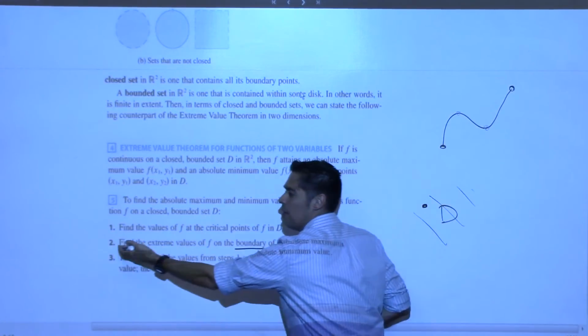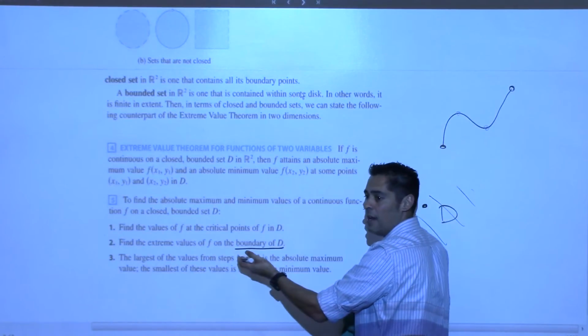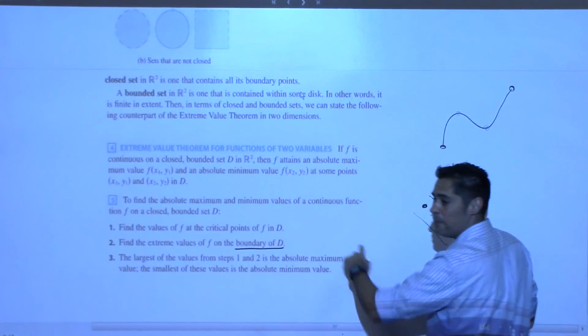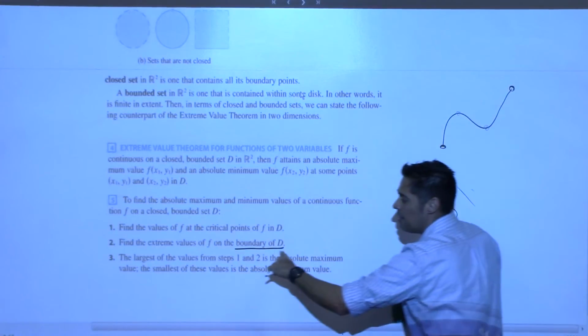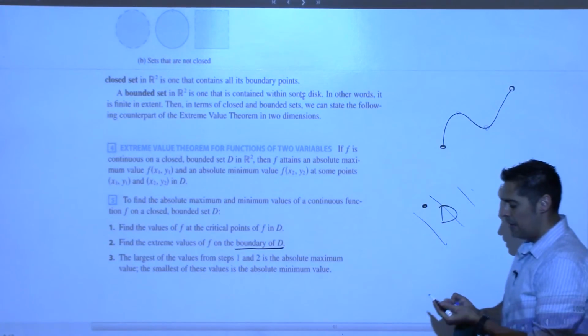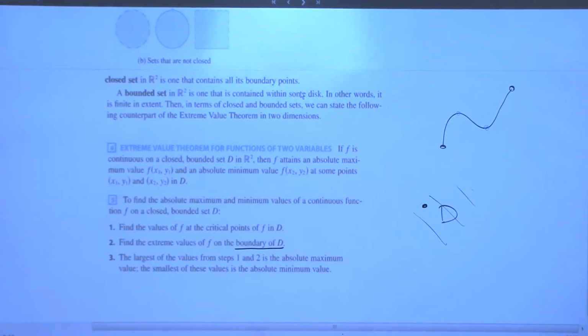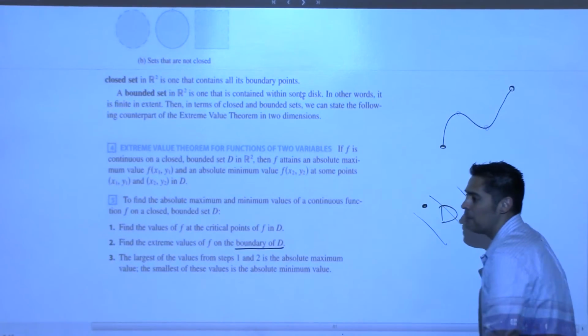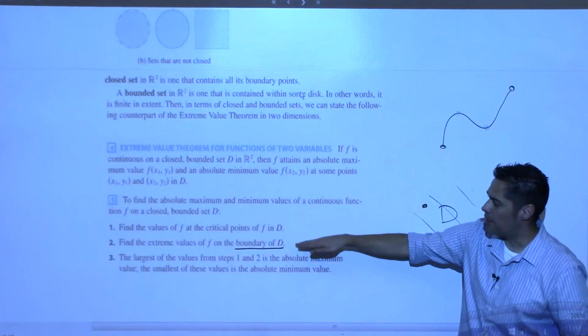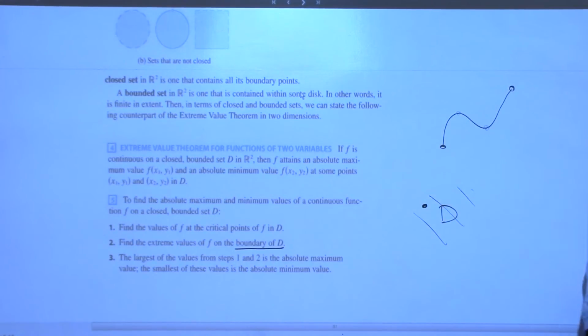We need to somehow evaluate the function, not at the endpoints, because we don't have endpoints, we have a boundary, right? We need to evaluate the function on the boundary and figure out where it's the highest and lowest. That's going to be a little bit troublesome to do. Then we compare our answers from here and here. The largest that we get is our max. The smallest that we get is our min. And that's the procedure, all right?